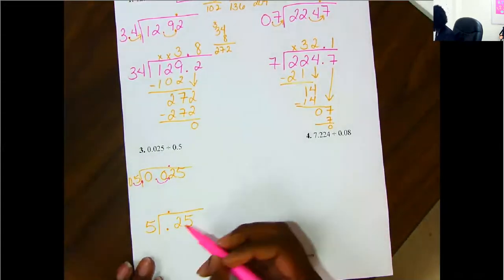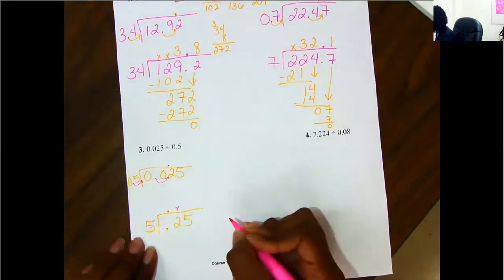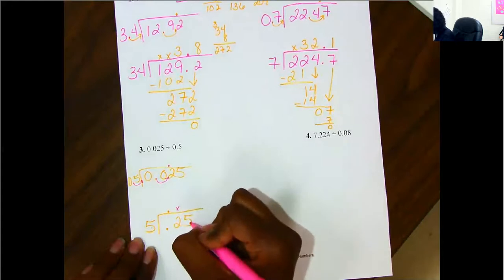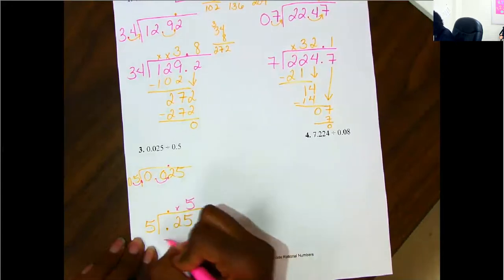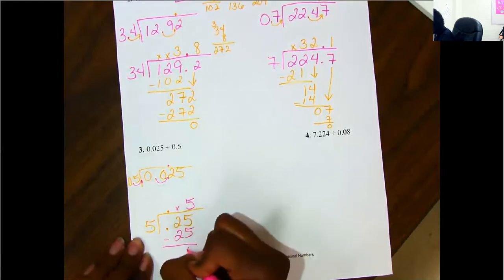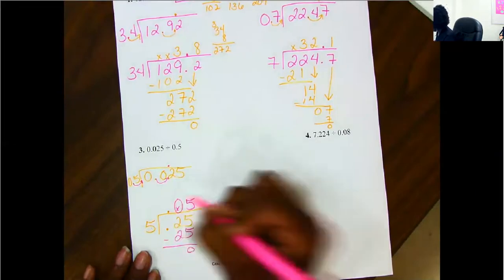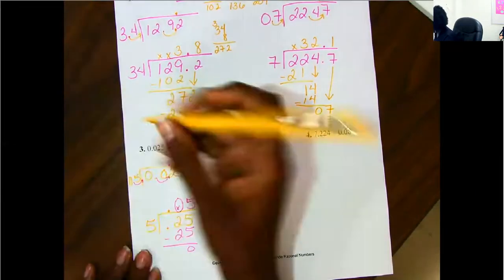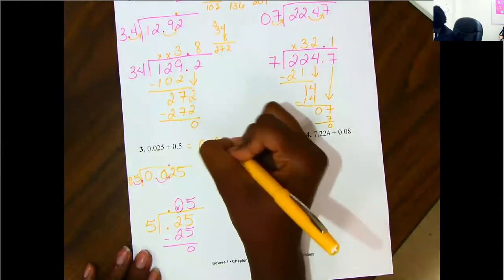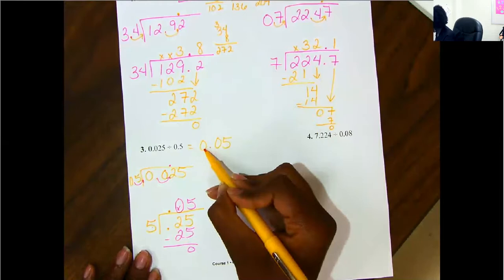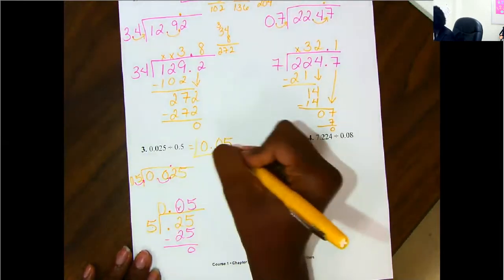All right, so 5 will not go into 2. 5 will go into 25 5 times. 0 left over. Now, remember, I told you you can either put an X or you can put a 0, right? So, our final answer here is going to be 0.05. You might be like, Miss, where'd you get that 0? Well, there was a 0 right here. You can put it or not put it. It will not change your answer.